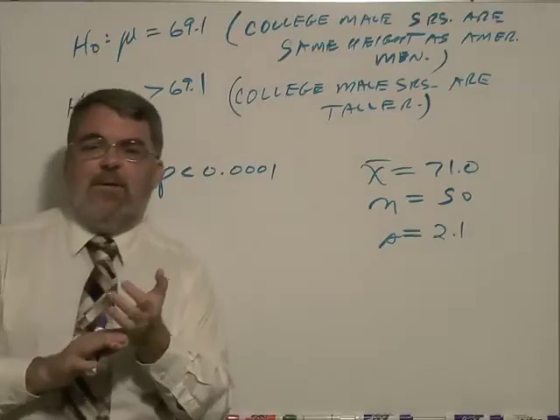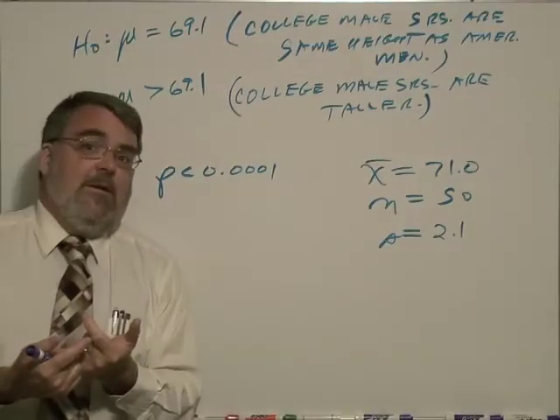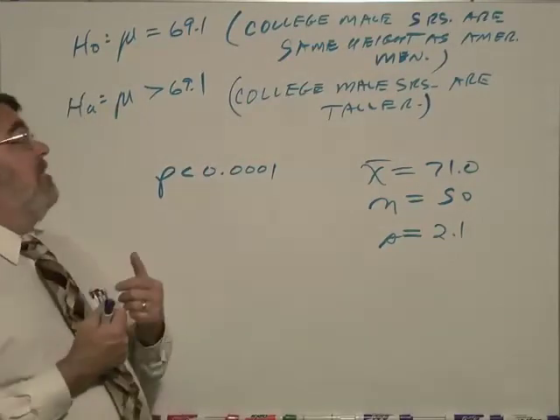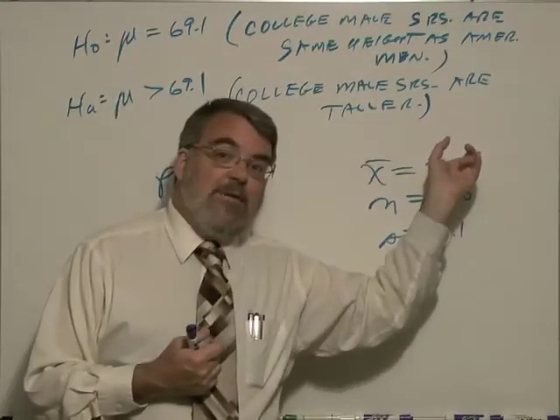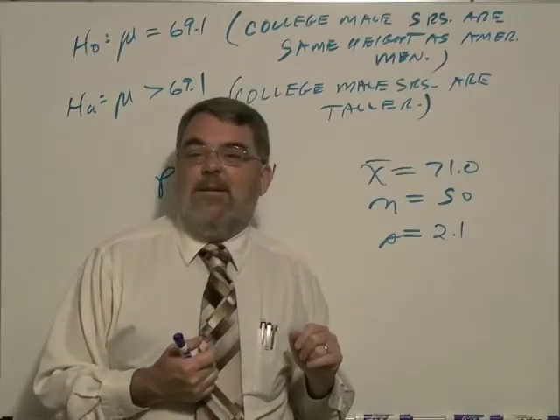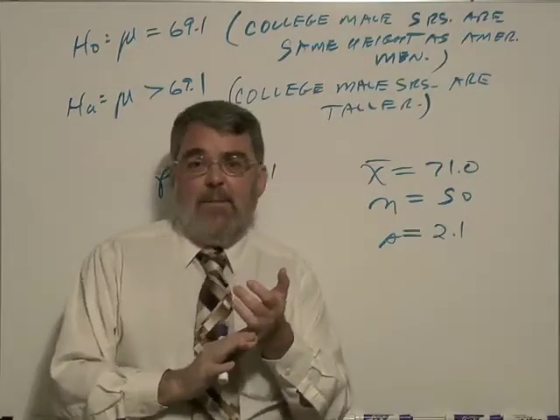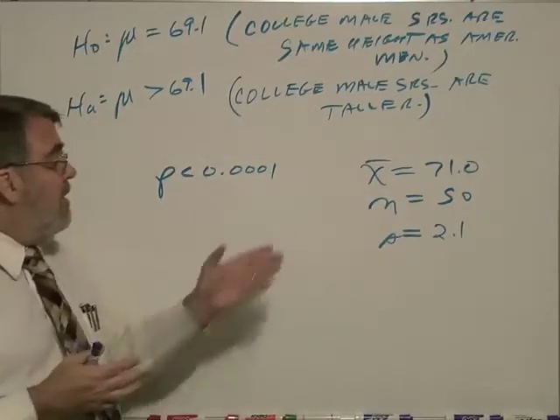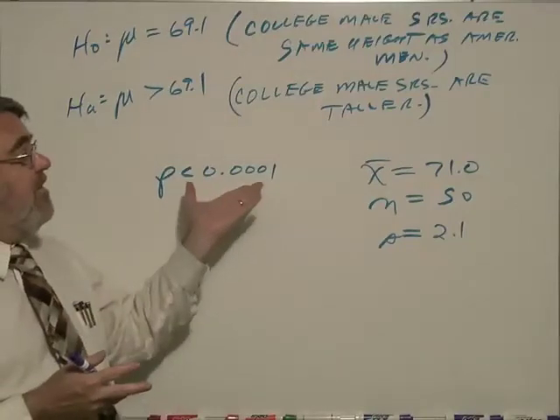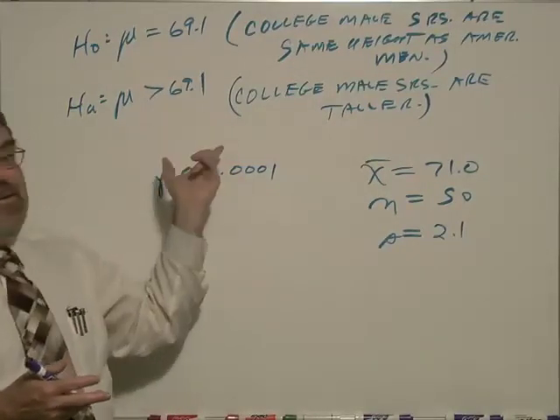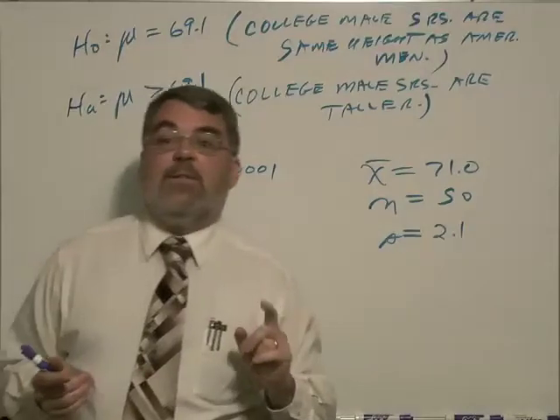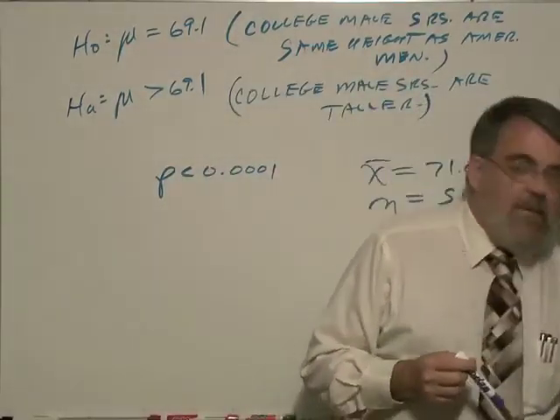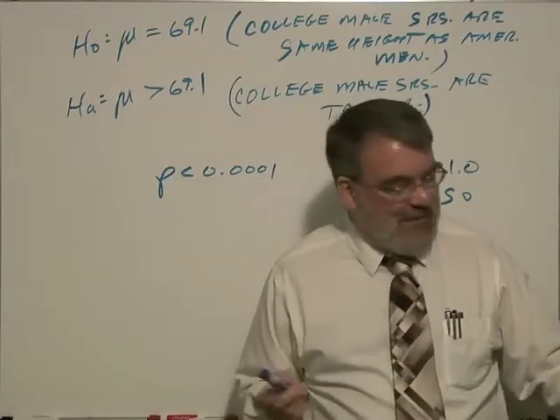In other words, what's the probability of getting a sample of 50 college male seniors drawn at random and finding that the average of that group is 71, if they really are no different from the rest of the population in general? Well, the odds are extremely low. So that's enough to say this is very significant. We reject the null hypothesis in favor of the alternative. So that's pretty much that problem. Okay, let's go find another one.